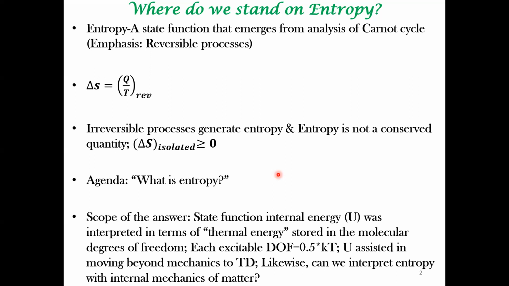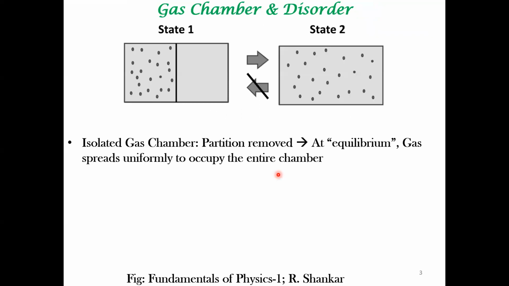So to get a physical picture of internal energy, we appeal to the internal structure of matter, right? Even though we are looking at internal energy from the sense of continuum classical thermodynamics, we appeal to the existence of atoms and internal degrees of freedom and interpreted internal energy. Likewise, we want to appeal to the internal mechanics of matter, and ask whether we can get a better physical picture of entropy. That's the agenda in front of us.